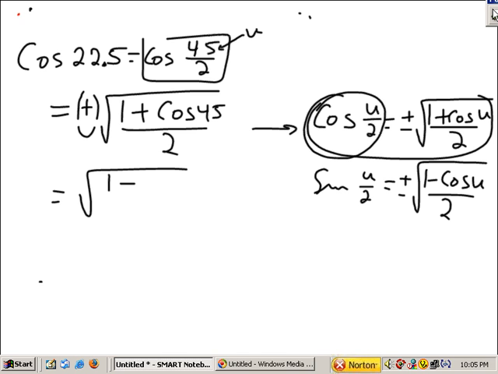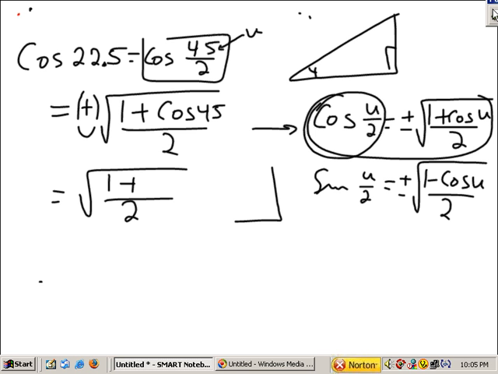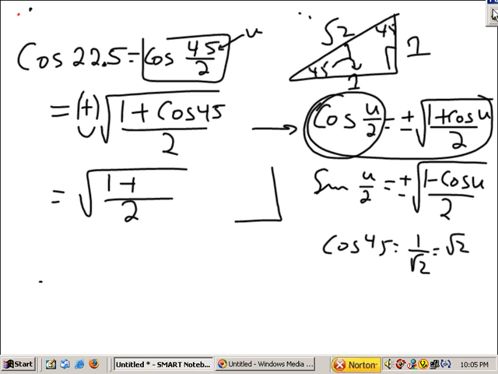But I will write down what cosine of 45 degrees is. Let's look at our 45, 45, 90 right triangle: 1, 1, square root of 2. The cosine of 45 is adjacent over hypotenuse. The cosine of 45 degrees is 1 over the square root of 2, which is the square root of 2 over 2.